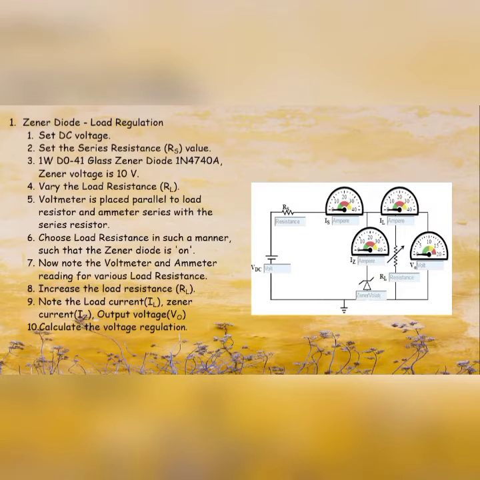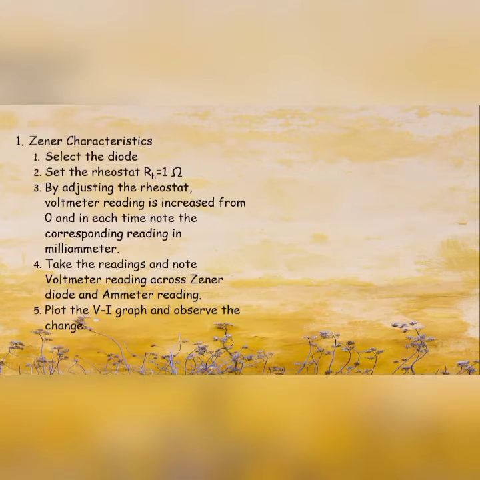And similarly for the load regulation, set the DC voltage, set the series resistance value, and vary the load resistance. The voltmeter is placed parallel to the load resistor and the ammeter in series with the series resistor. Choose the load resistance in such a manner that the zener diode is on. Now note the voltmeter and ammeter readings for various load resistances. Increase the load resistance. Note the load current, zener current, and output voltage, and calculate the voltage regulation.